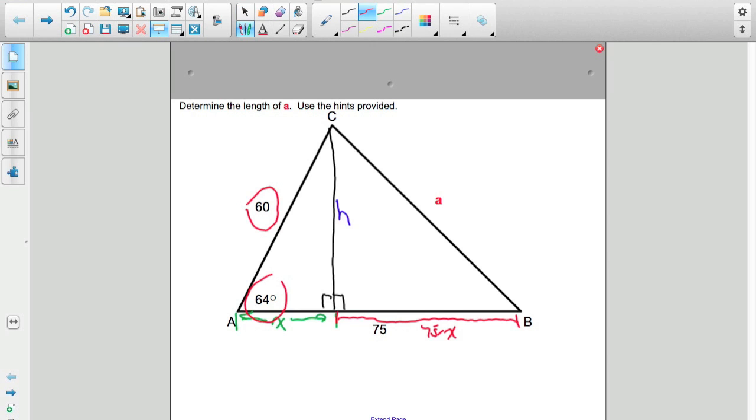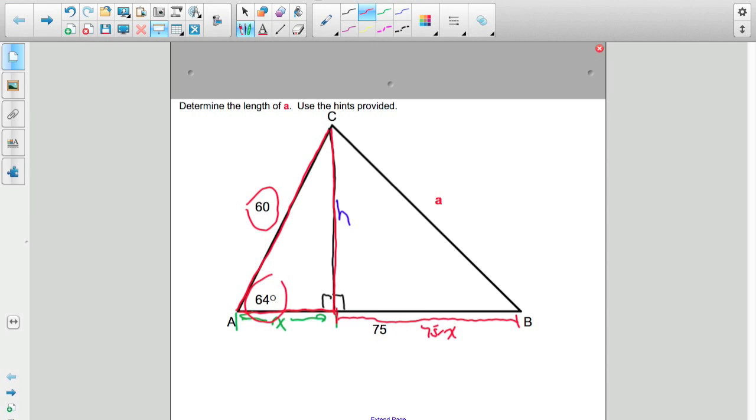So I want to focus us on the red triangle. We have a red triangle, we have side length 60, angle 64. We have a side length called X now. We have a side length called H, which is the thing we drew down. So what can we see about this red triangle? What are some of the things that we see with this red triangle?